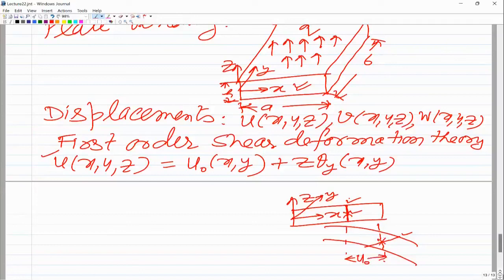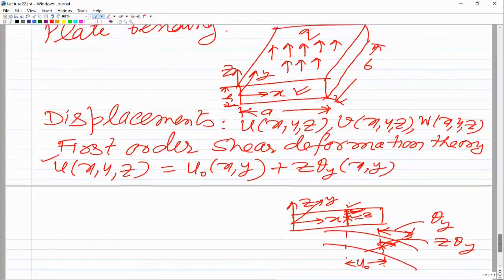Then additionally, if I take a point at a distance, let's say, z, this angle is the rotation about the y axis, that is theta y, and the additional displacement at this point is a length z times theta y. That is how I am writing the displacement of this point as u naught plus z into theta y. So that is the displacement u. We are assuming u to be a linear function of z.